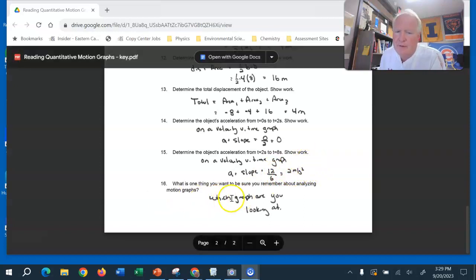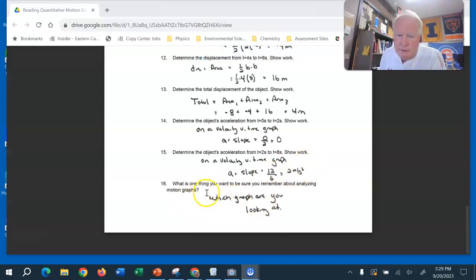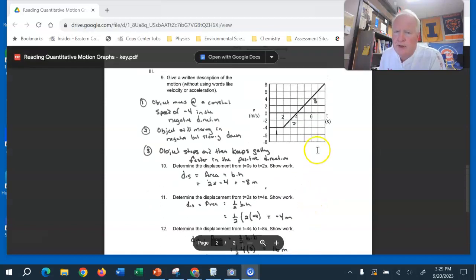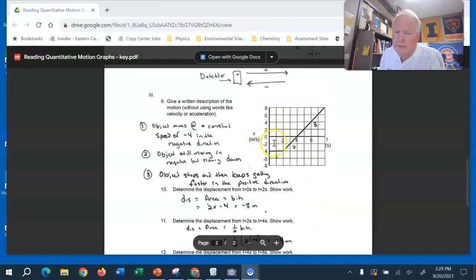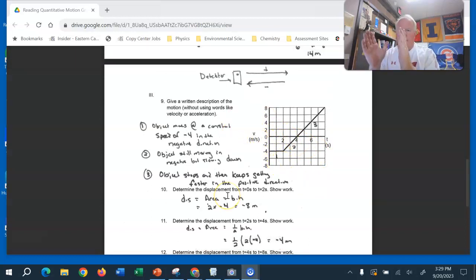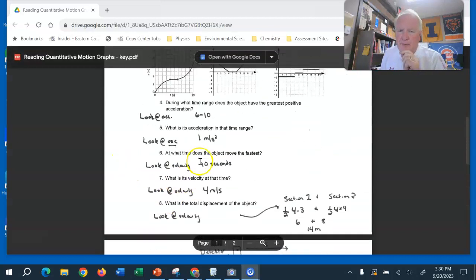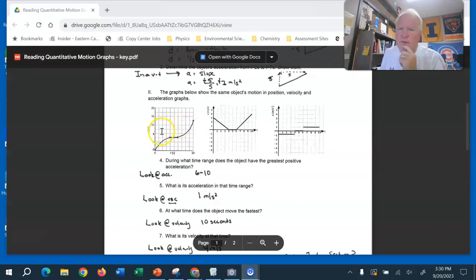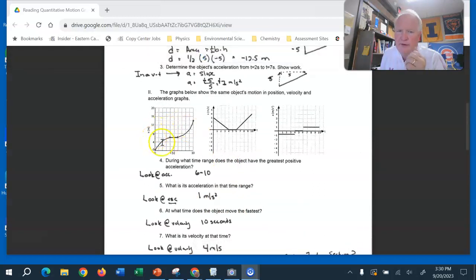All right, final question, which is one thing that you want to be sure you remember when analyzing motion graphs. Look at what you're looking at. If it's a velocity versus time graph, think of the idea that we said earlier, that we can only get 2 things out of that. We can get slope is acceleration and area is distance or displacement. But if we have a position versus time graph, well, the only thing we can find out of that one is slope equals velocity.